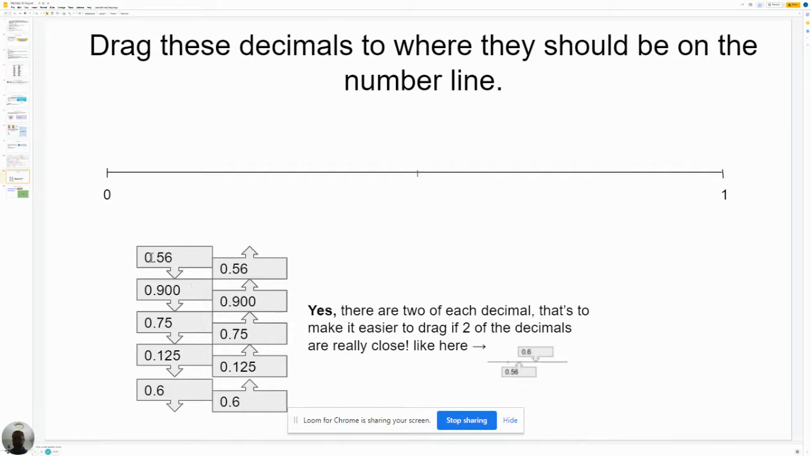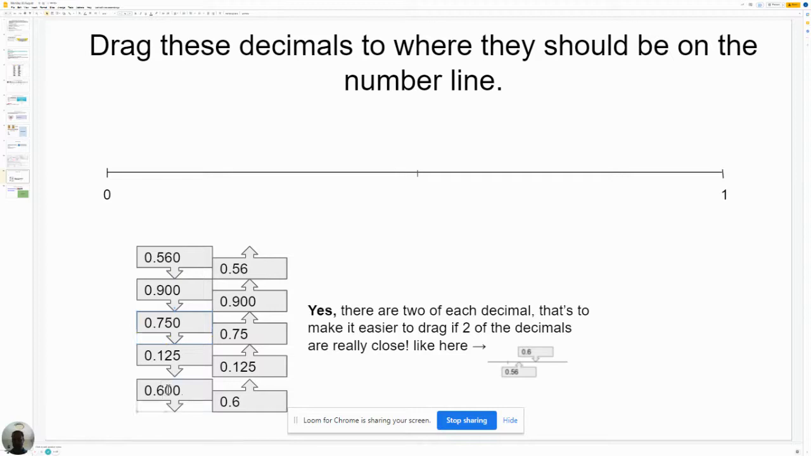So this 56 is the same as 56 out of 100, but this 900 is the same as 900 out of 1,000. So remember in the previous video, we discussed that if there's two numbers after the decimal, it's out of 100. There's three numbers after the decimal, it's out of 1,000. There's one number after the decimal, it's out of 10. But that's not really helping us here if we've got different denominators. So the easiest way is to make sure that they're all the same. And the easiest way is to have them all at three decimal places.